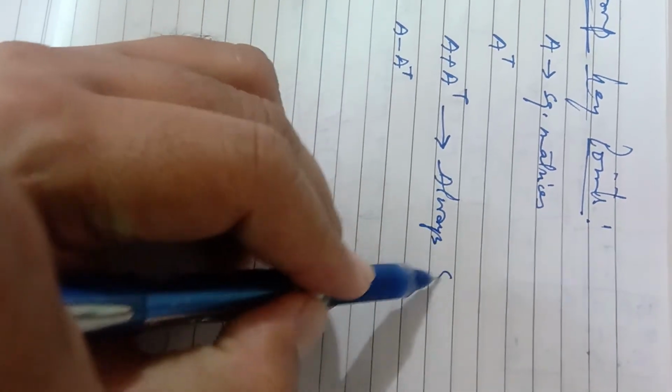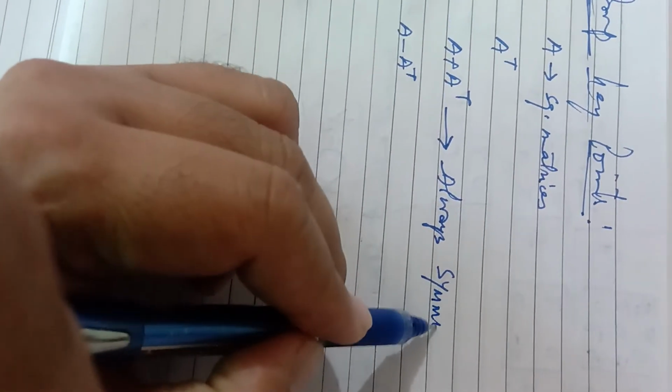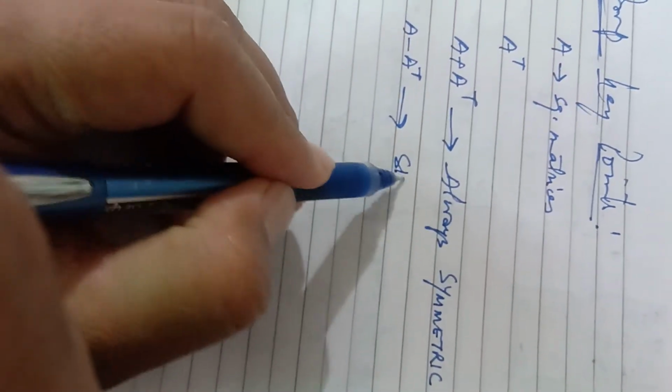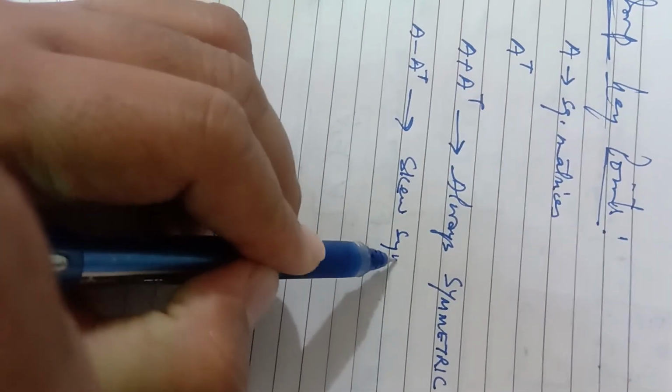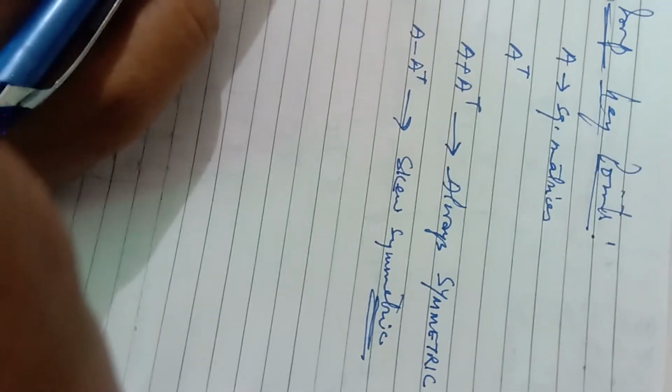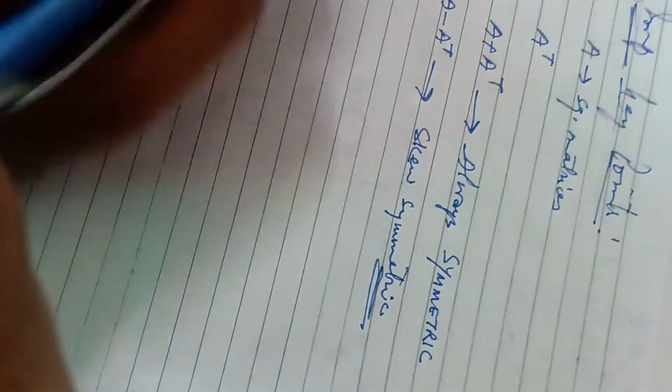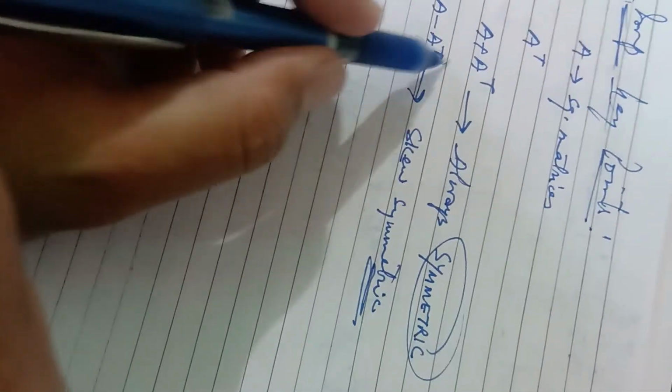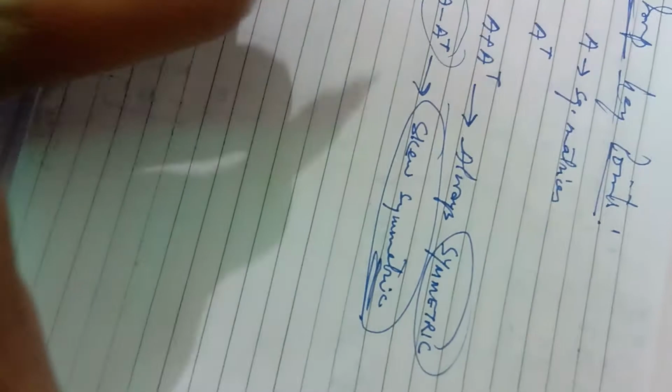You can check it out. A plus A transpose will always be symmetric and A minus A transpose will always be skew symmetric.